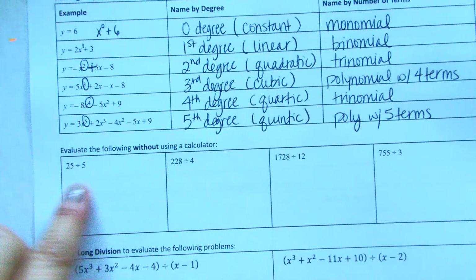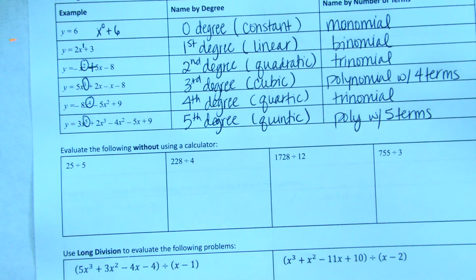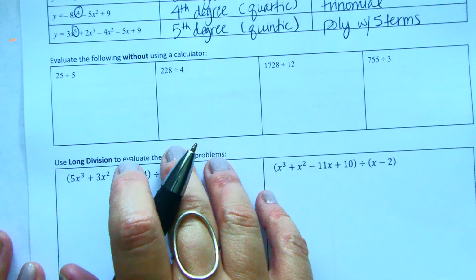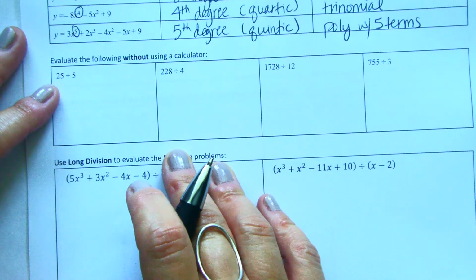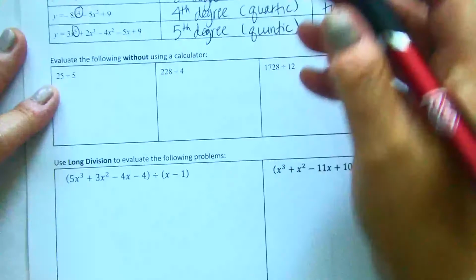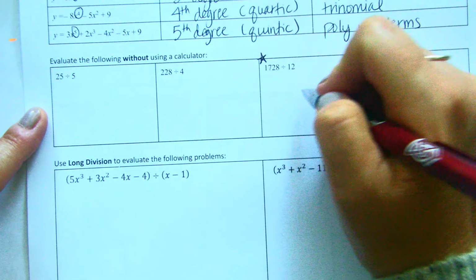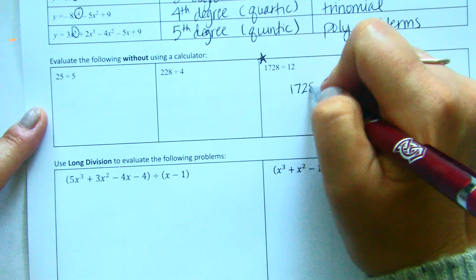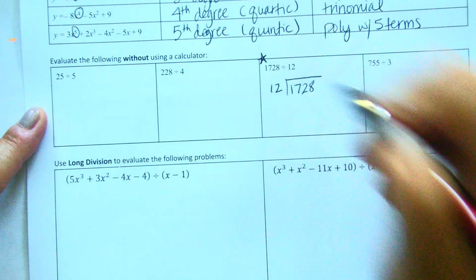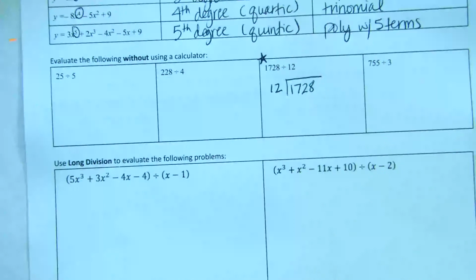All right, this is just a little review of how we do long division, because we're going to be doing long division here with polynomials. I don't want to do all of these. You can do these yourself. I'm going to go over just this one. So 1728, when I divide by 12, so this is just a reminder of how we do long division.